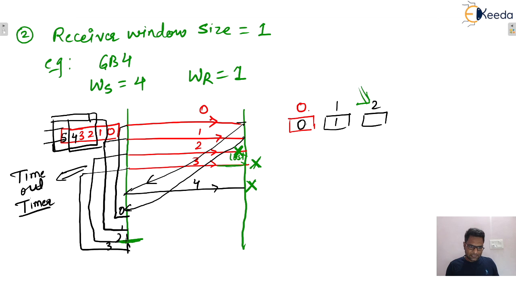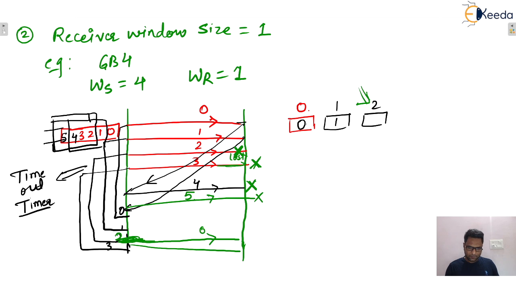Now at this point, let's say this was the timeout timer for the second packet. At this moment, the sender will think that the second packet got lost, and all subsequent packets will also be discarded by the receiver. Whenever this acknowledgement comes, the fifth packet will also be transmitted, and the fifth packet will also be discarded by the receiver.